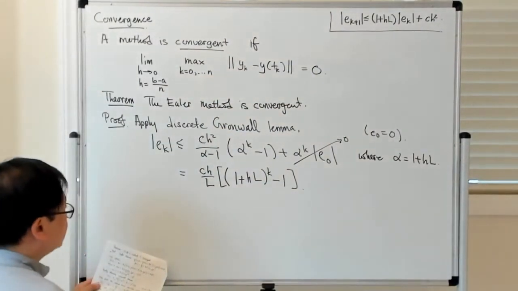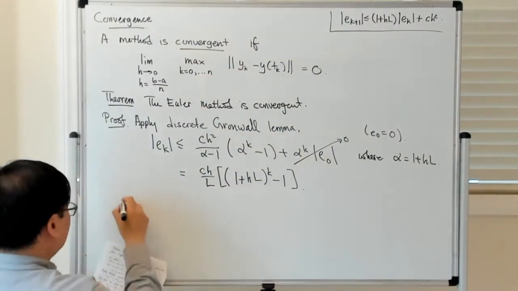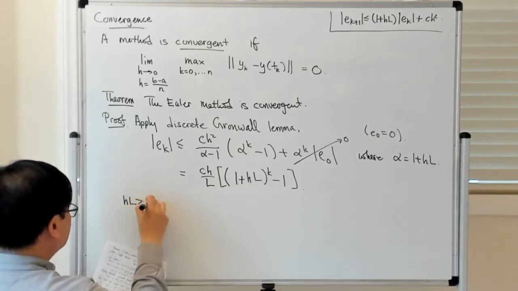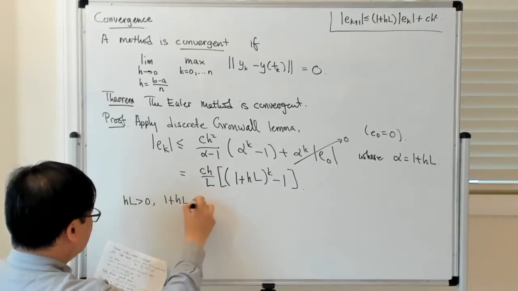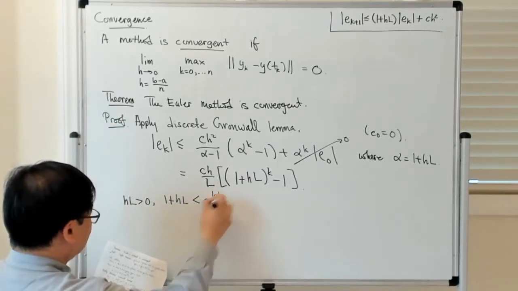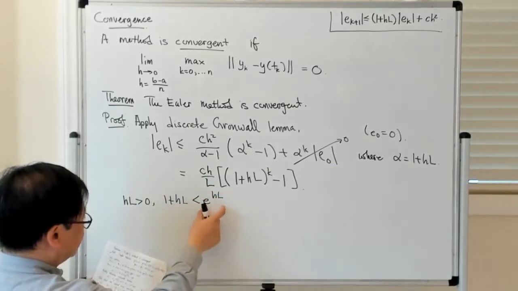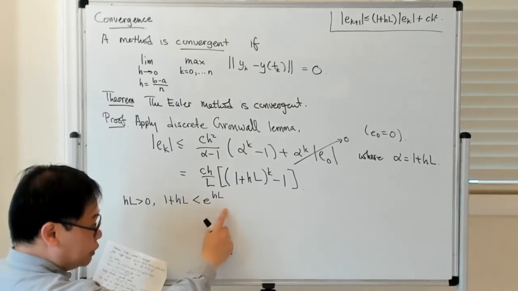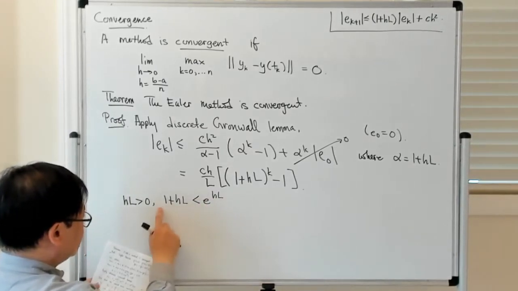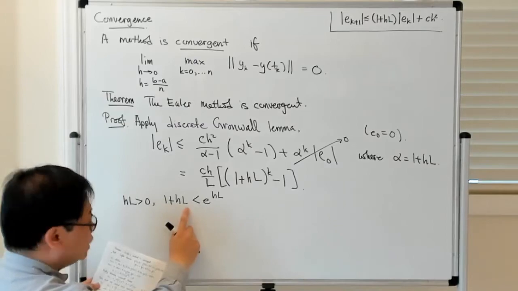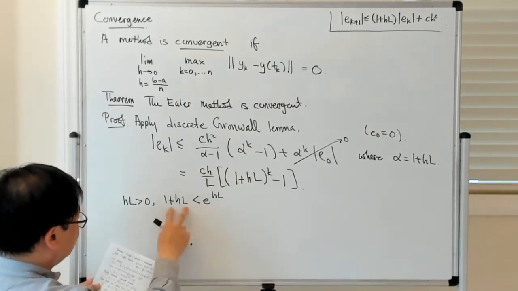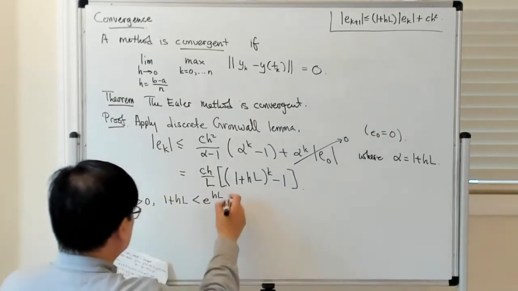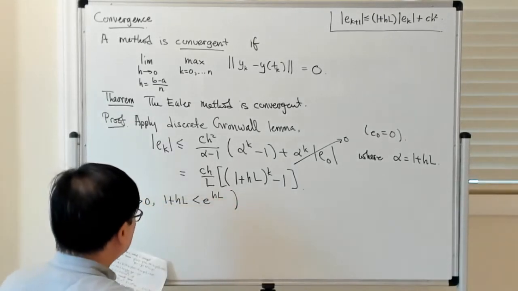There's one additional observation, which is that because hL is greater than 0, 1 plus hL is bounded from above by e to the h times L. You can see this by just the series expansion for e to the hL. It includes 1 plus hL as the leading two terms, and then all the other terms are positive. So clearly this bounds this term here.